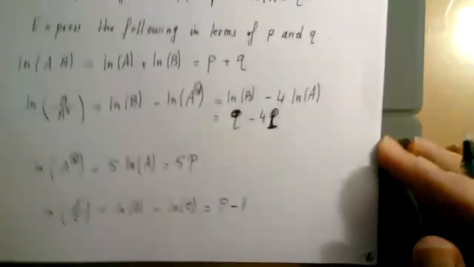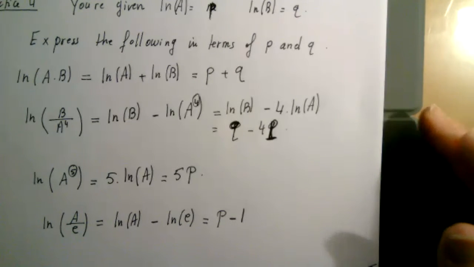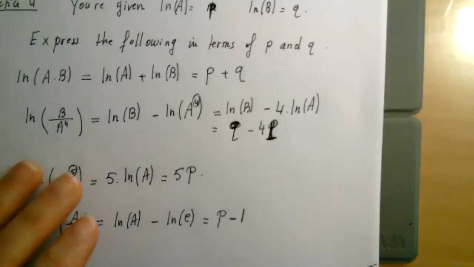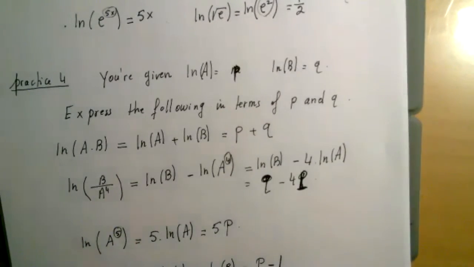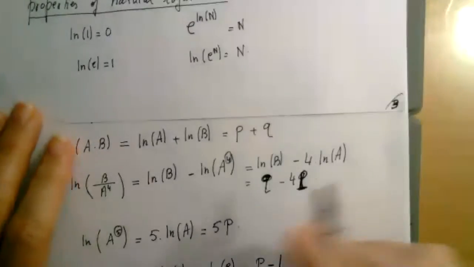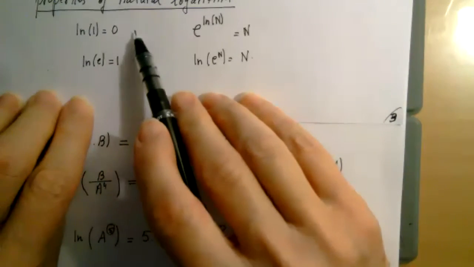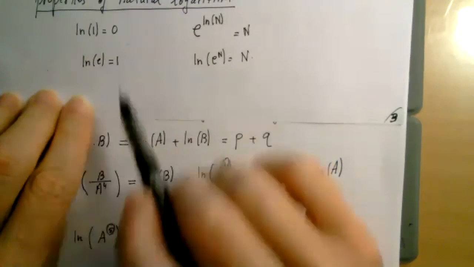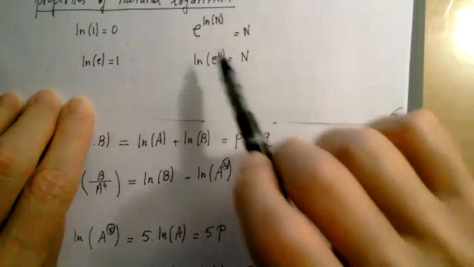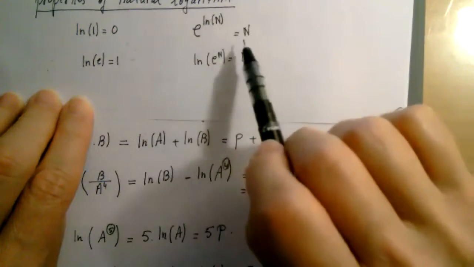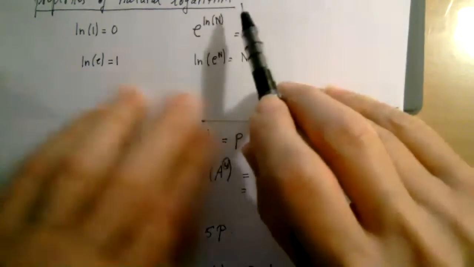Okay, so we are going to use the rules verbatim. You keep them in front of you. And two things to remember. They are very crucial, and I wrote them in your notes. ln of 1 is 0 because e to the power 0 gives me 1. ln of e is 1 because e to the power 1 gives me e. e to the ln of n is n. And ln of e to the n equals n.